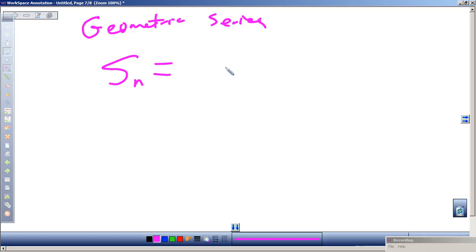Sn equals A1 times 1 minus r to the n over 1 minus r. This one, it's a bit harder to justify why that works, and I could do it, but it would probably be very complicated, and I'd rather not. We can just say that works.